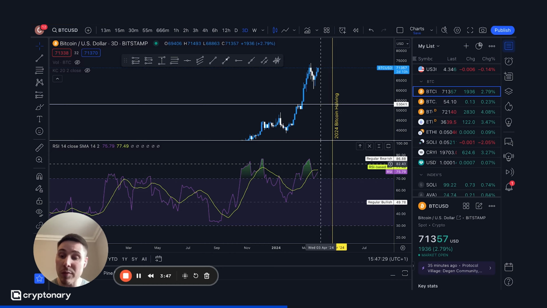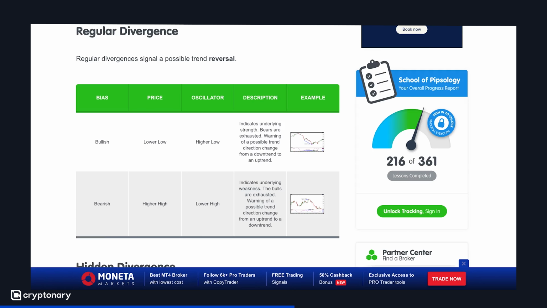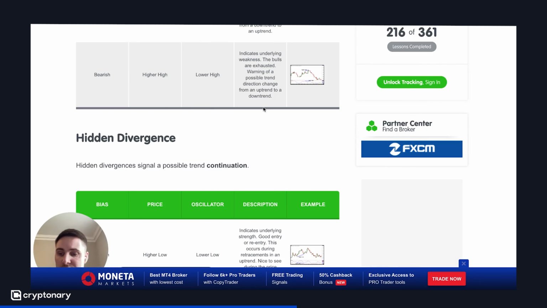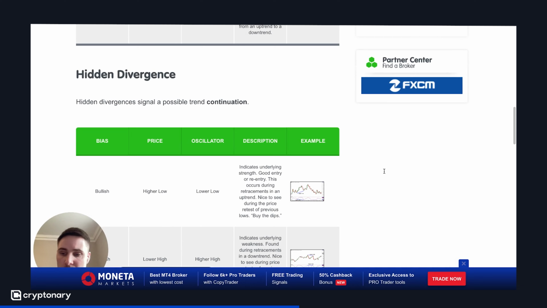So hence that would be a signal for the market to potentially go higher. Now it does get more complicated when you get into hidden divergences. So let's go through that. And again, I used this cheat sheet a lot when I was starting out.